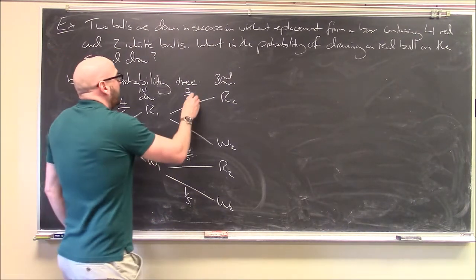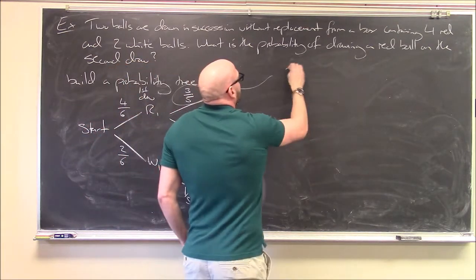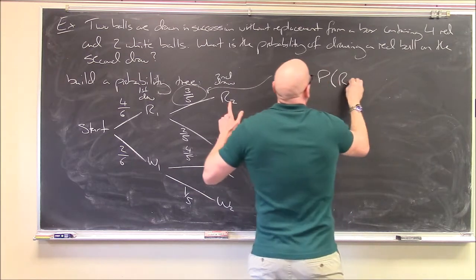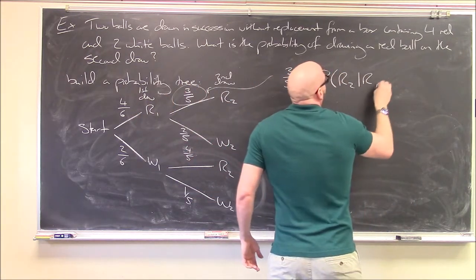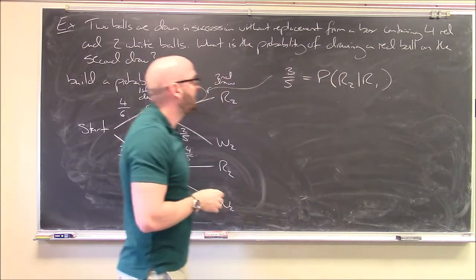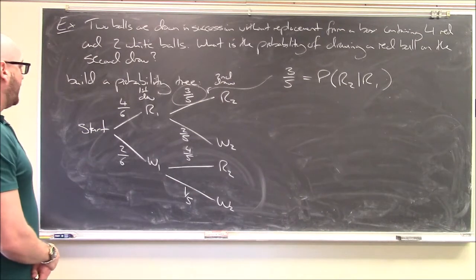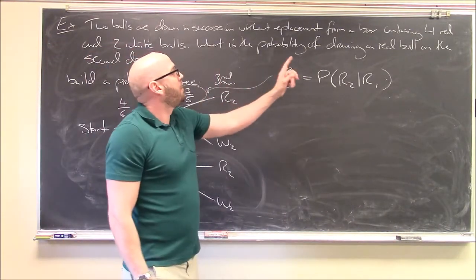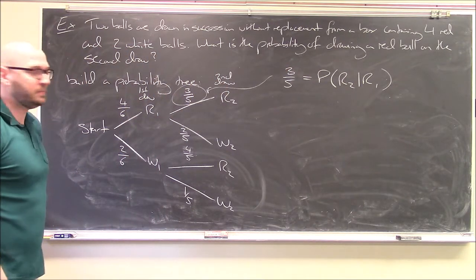Right, so what are these probabilities getting at? For example, this probability right here that I've listed, 3/5. What is that? That's the probability of drawing a red ball the second time, given that I drew a red ball the first time. Alright, that's what these are getting at. And what's the question? The question is, what's the probability of drawing a red ball on the second draw?